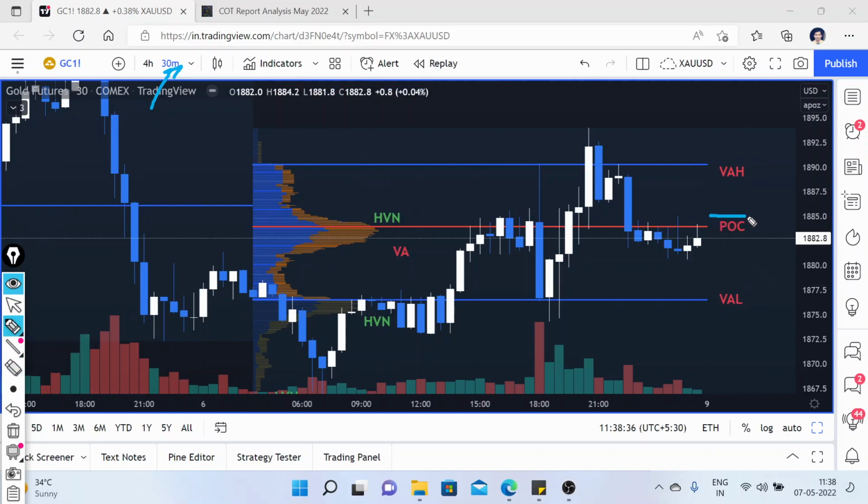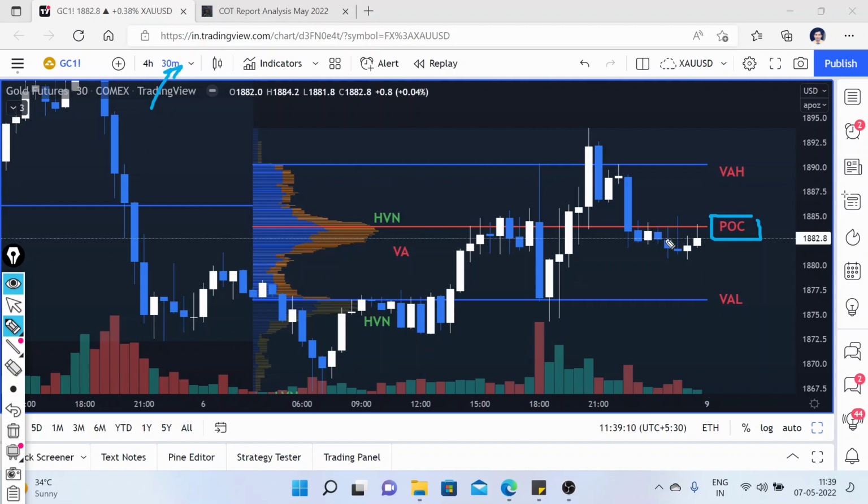So what is a POC? The POC is the point of control, and it is the point where the most volume has been traded. This is the area of concentration where the most buy and sell orders have been executed over the period of time that you have chosen on the volume profile. This is the main important point that plays an important role before opening any entry.